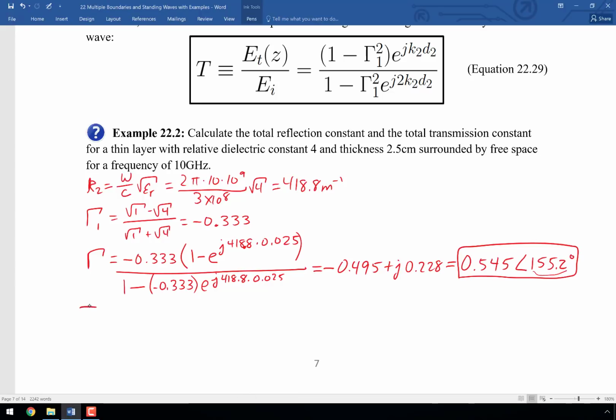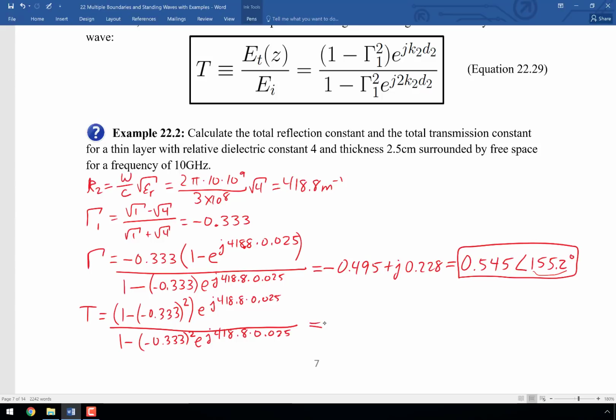We can calculate the total transmission coefficient. This is going to be equal to 1 minus negative 0.333 squared, and that's going to be times e to the j 418.8 times 0.025, and then all of that is divided by 1 minus negative 0.333 squared times e to the j 418.8 times 0.025.